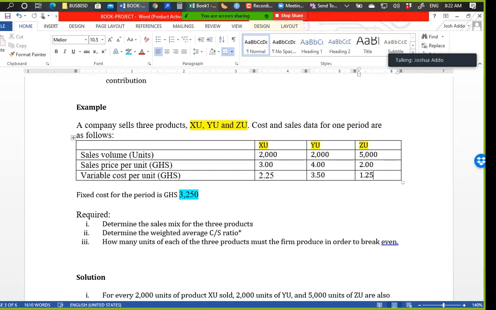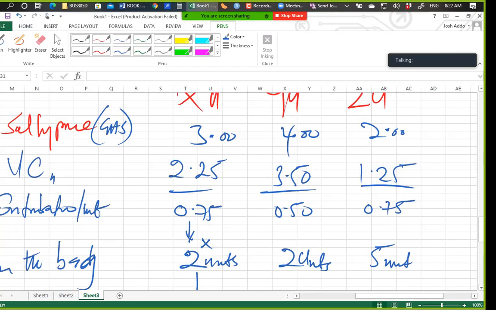If we subtract 2.25 from 3, the answer is 0.75. If you subtract 3.5 from 4, you are left with 0.5. If you subtract 1.25 from 2, are you saying this is wrong? Yeah, I didn't get the figure as 1.25. I rather had it as 1.20. Sorry, the confusion is clear now.